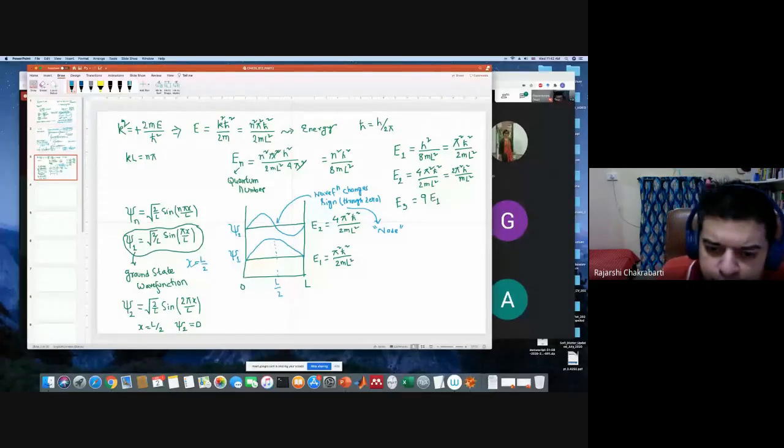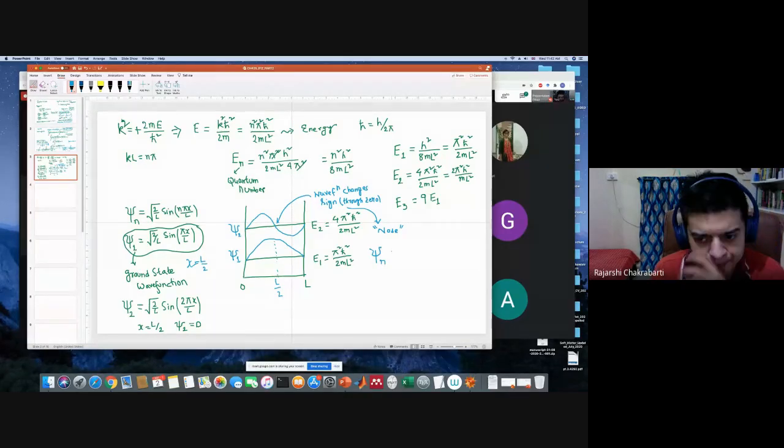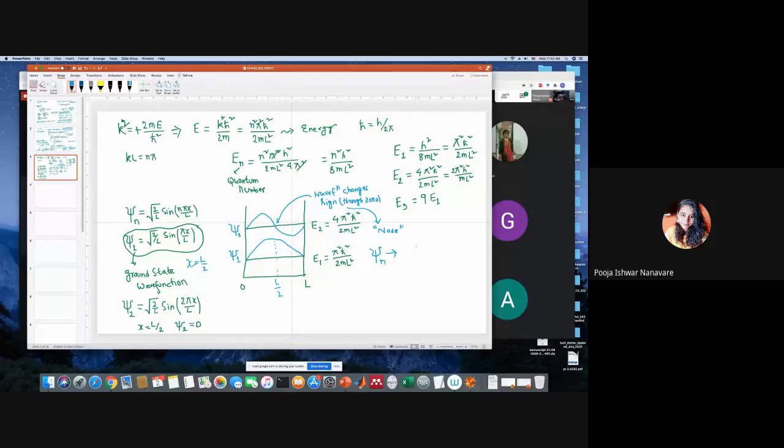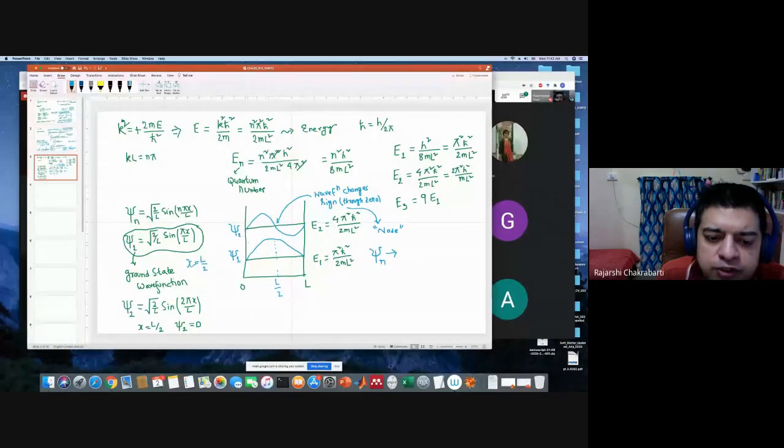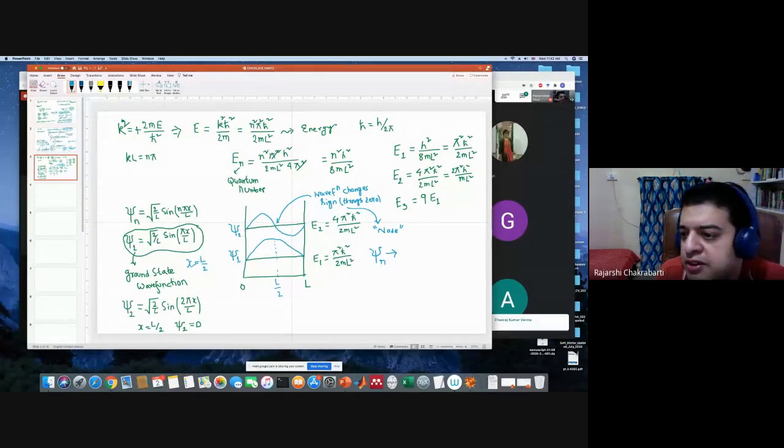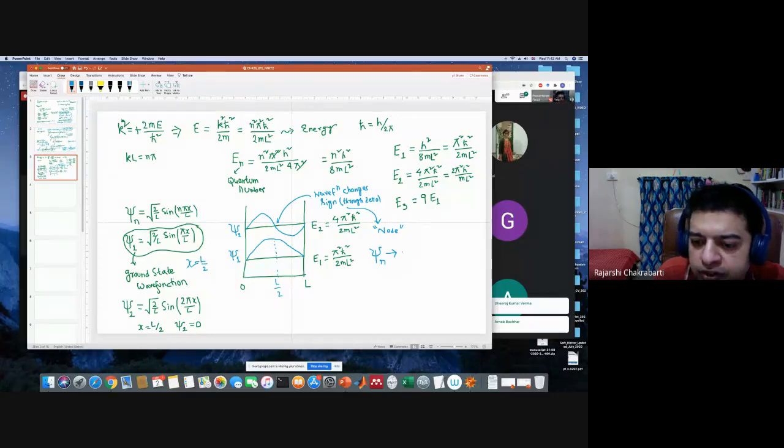And what you should see is that if I now plot for any arbitrary value of n, psi n, how many nodes should it have? N minus 1. Yes, because you see for psi 2 it is 1. If you plot psi 3, you will see there are 2 nodes. So for psi n, there are n minus 1 nodes.